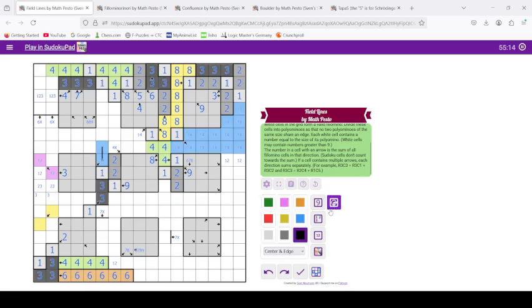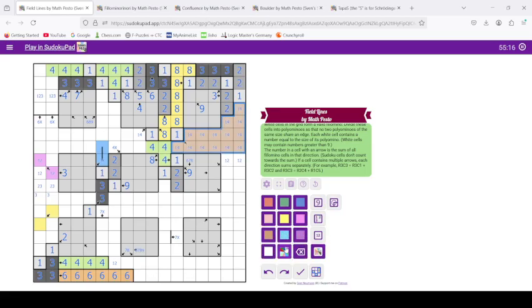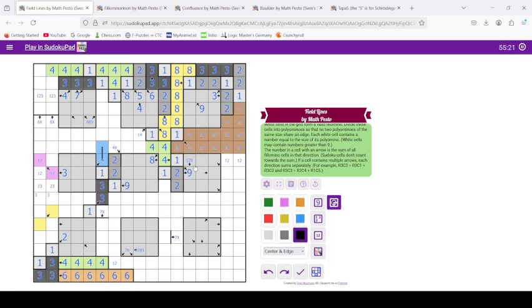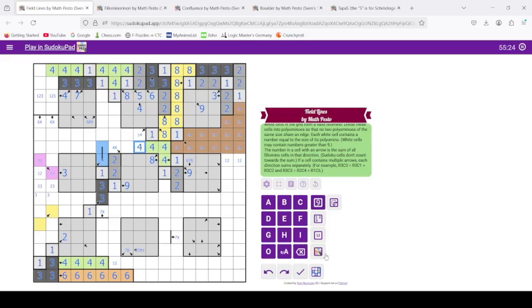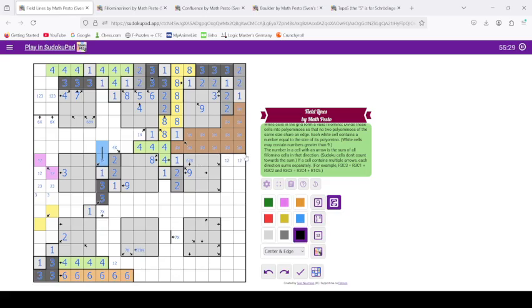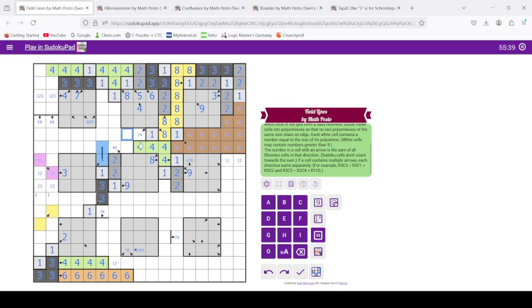Let's give this a blue. Actually, no. Let's give this a brown. This one has to complete here, 4. This is also a 14. Baby's crying.